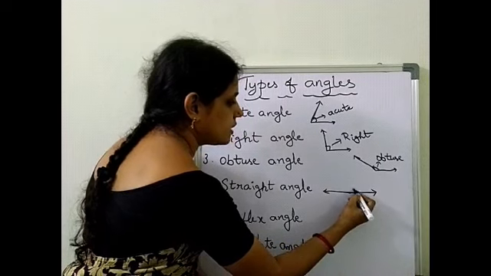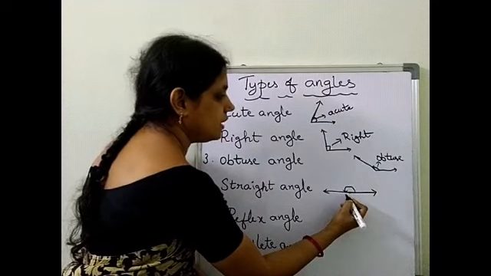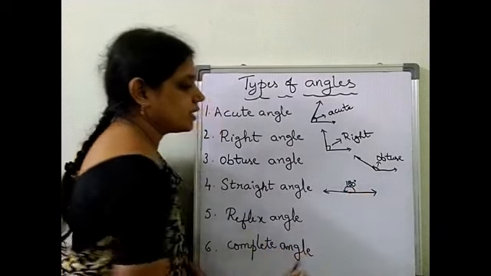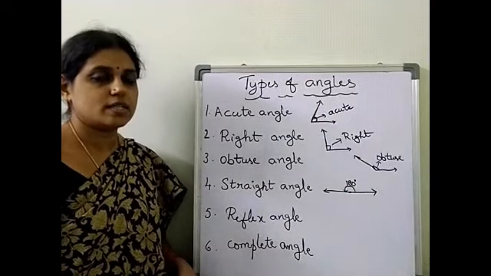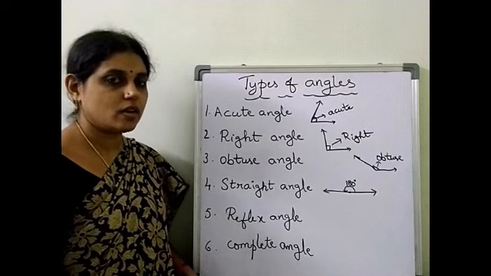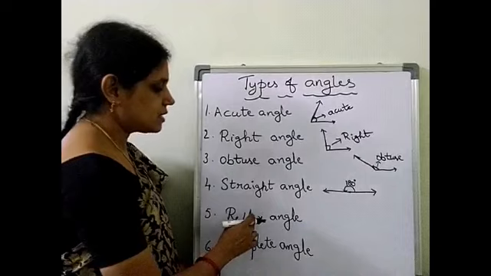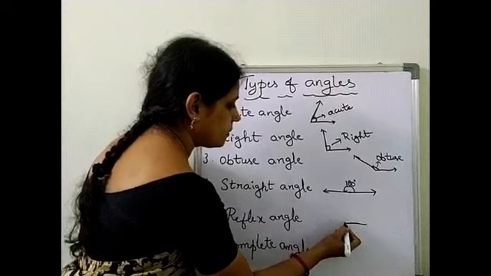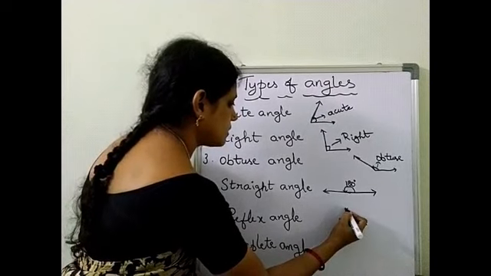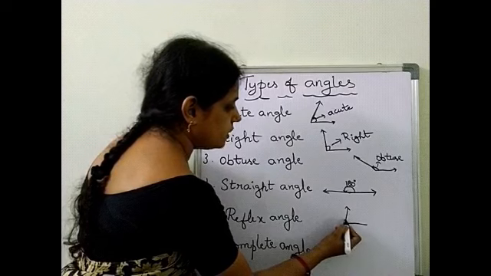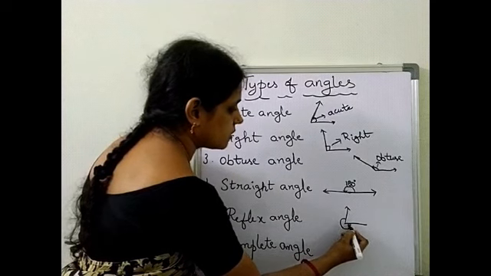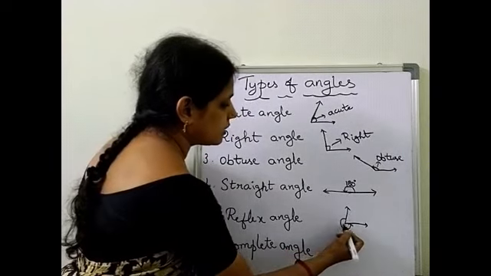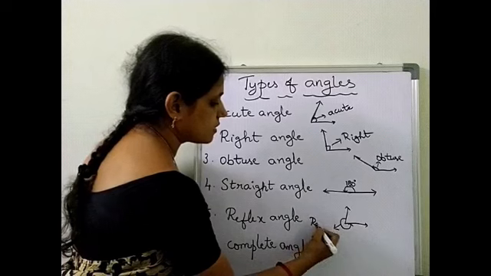Okay. Next, straight angle. Suppose this is the vertex, from here to here. This is 180 degrees. So exactly 180 degrees, that is a straight angle. If the angle measures exactly 180 degrees, then that is called a straight angle. Next, reflex angle. So here one ray is like this and one more is like this, from here to here. This is a reflex angle.